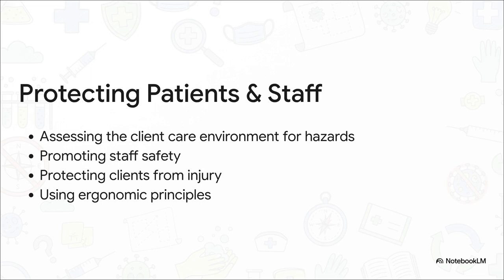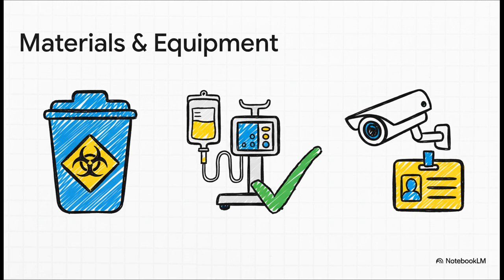Okay, next up, the test plan broadens the whole idea of safety beyond just germs. You need to be able to look at the entire environment and spot hazards. This also includes promoting staff safety, so think ergonomics and preventing needle sticks. And of course, the main goal, protecting clients from any kind of injury, whether it's a fall or a hospital-acquired infection. And this concept of safety also extends to the actual materials and equipment you use. The test plan explicitly states you need to know the right procedures for handling biohazardous materials, making sure equipment is used safely, and following security protocols. It's all part of creating that safe and effective care environment.